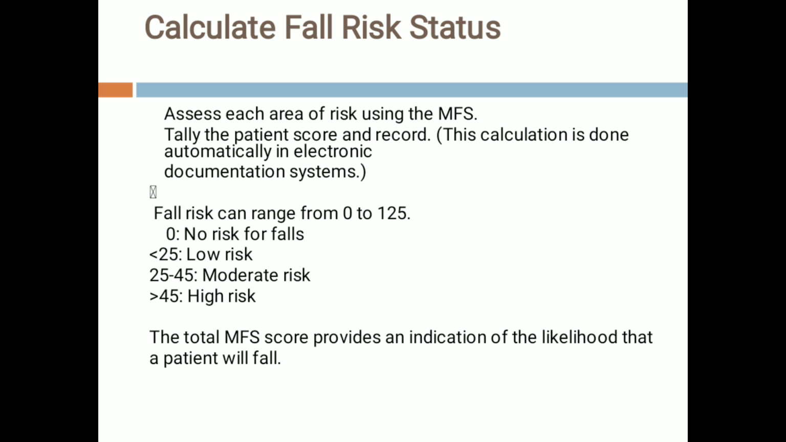Calculate fall risk status. Assess each area of risk using MFS. Fall risk can range from 0 to 125: 0, no risk for fall; less than 25, low risk; 25 to 45, moderate risk; more than 45 is high risk.